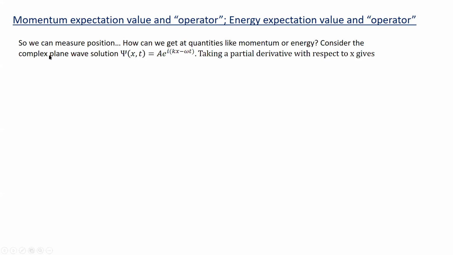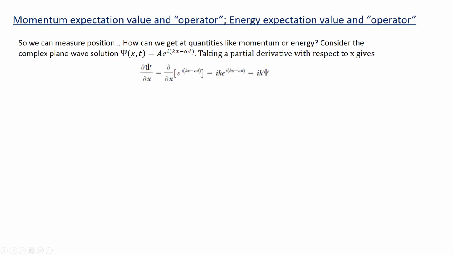Okay, so consider the complex plane wave solution, which we dealt with last time, which solves the time-dependent Schrodinger equation. This amplitude A times e to the i(kx minus omega t). All right, so this is like a traveling complex wave. Just think of it like a wave traveling through space. If we take a partial derivative, which you know how to do now, with respect to x, all that does is bring down, as you've read and attempted, just an ik.